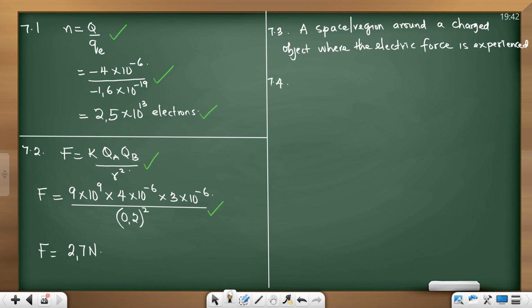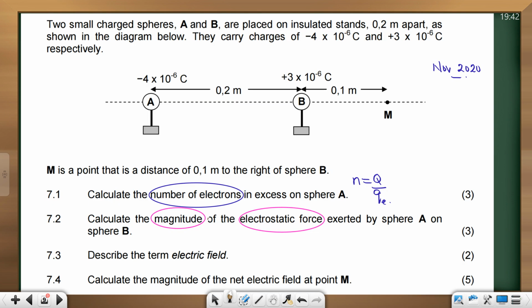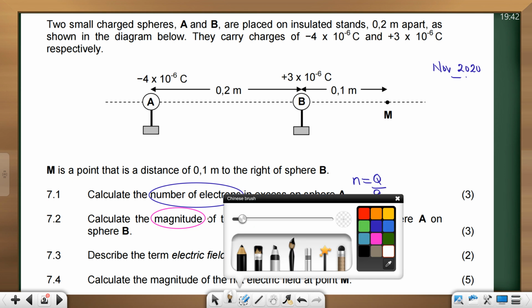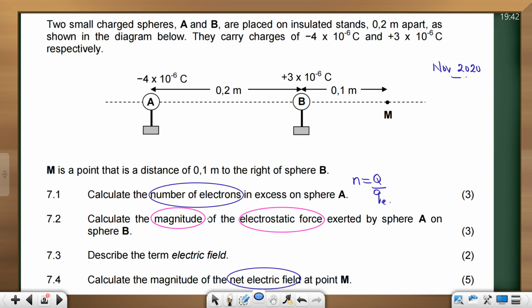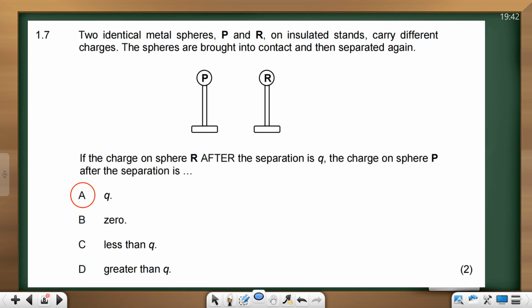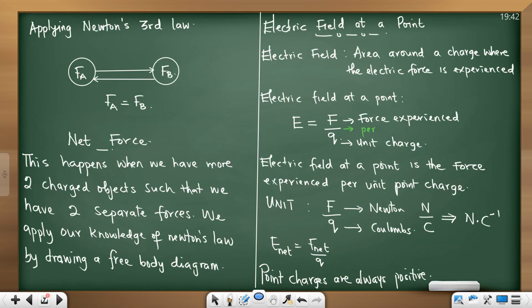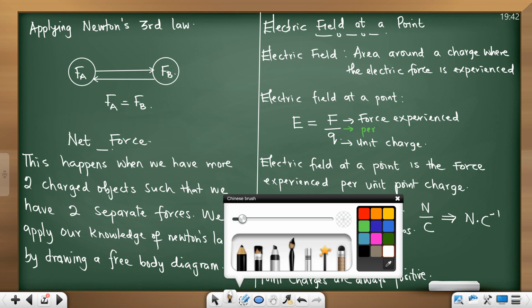7.4, calculate the magnitude, my good learners, of the net electric field. Please, whatever I do now, I'm supposed to give you the second formula. Let's go back to electric field. There are two formulas. Oh, I forgot. Now, let me give you the second one. It just skipped my mind.